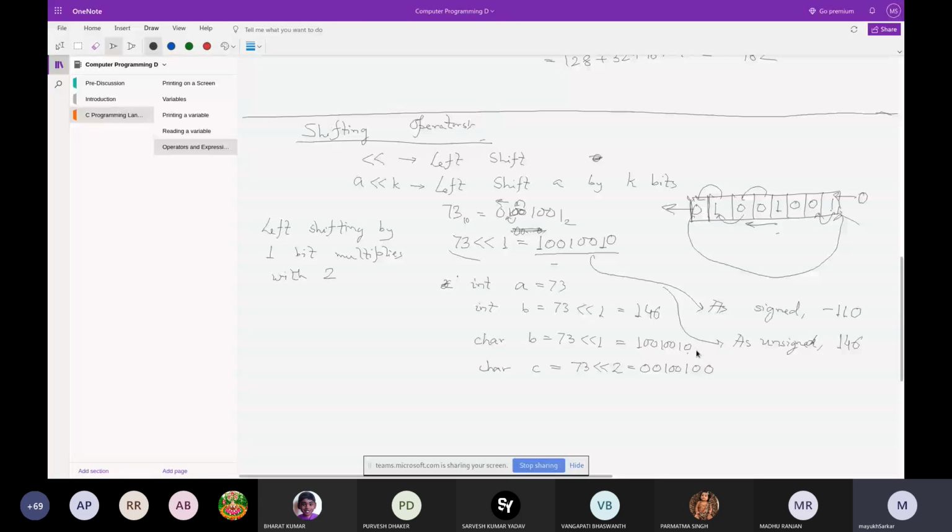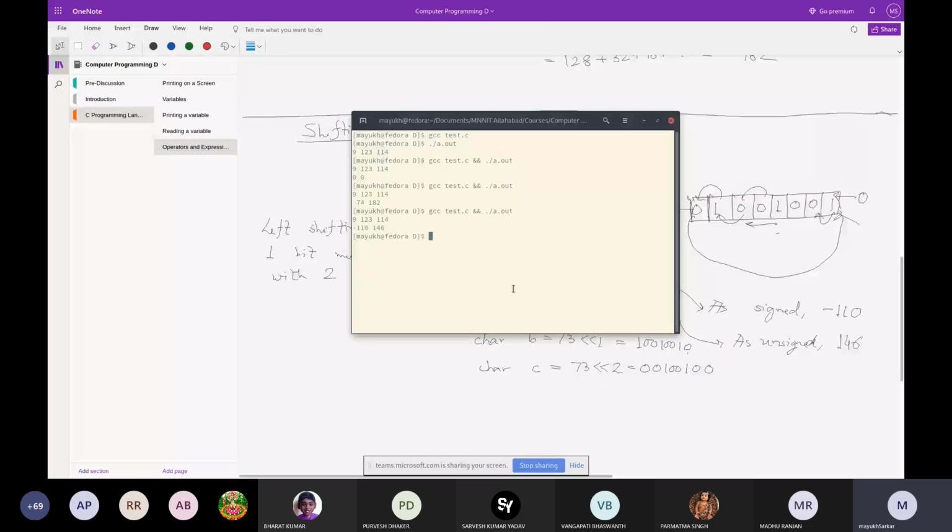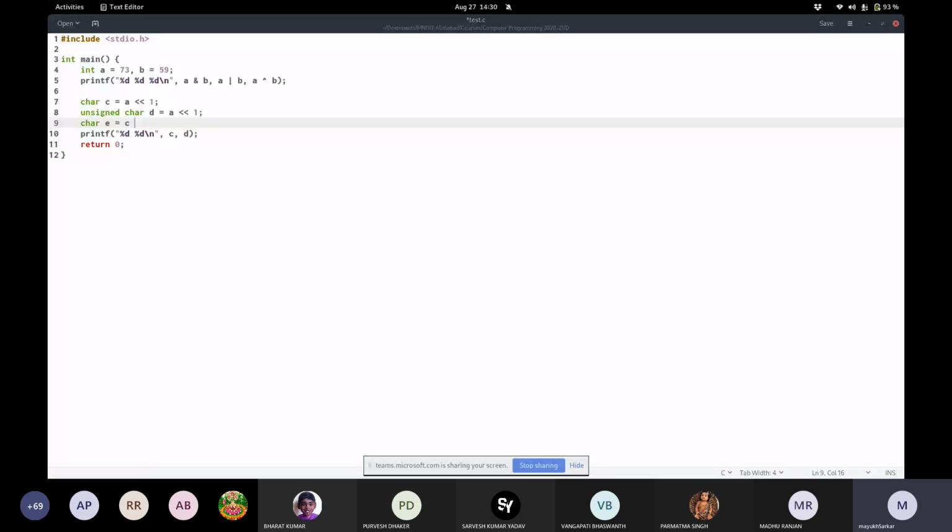So let me use another character E, that is going to left shift C by 1 bit or A by 2 bits. Anything else, both of them will be the same.